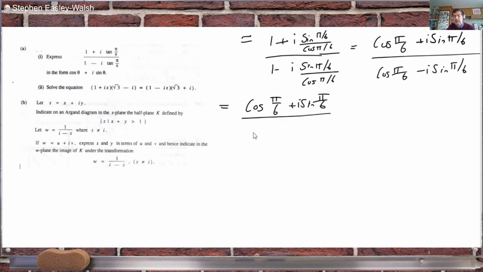And a little trick here is we can change this into cos minus pi over 6, because it's even, still the same. And that's plus i sine minus pi over 6. And when you divide complex numbers in polar form, you just add the argument. So that would be cos 2 pi over 6. So that's cos pi over 3 plus i. Sorry, I said add, I meant subtract. When you divide, you subtract the arguments. So it's pi over 6 minus minus pi over 6.